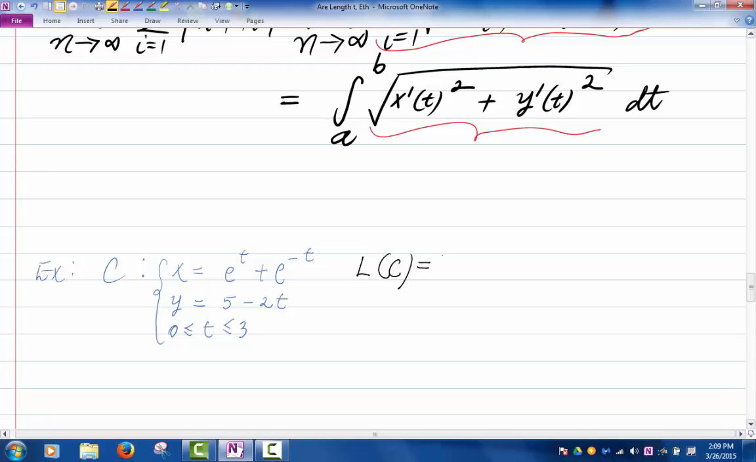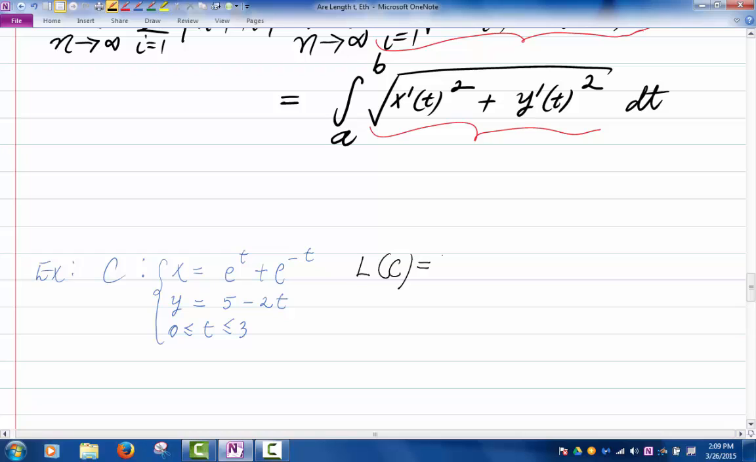Now I have to make sure that as t varies from 0 to 3, the curve will be traced exactly once. How do I know that's the case? Well, if you look at it, as t varies from 0 to 3, what is happening to y? y is a straight line as a function of t. So as t varies from 0 to 3, y is actually decreasing, right?